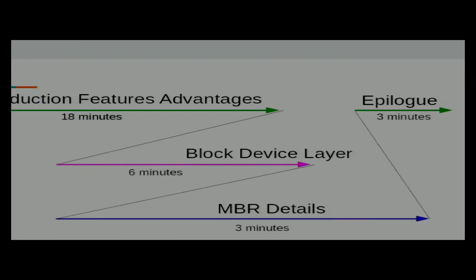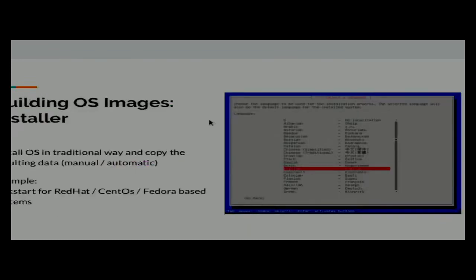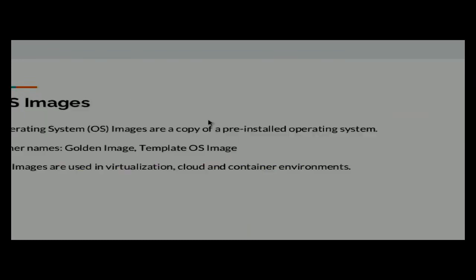An operating system image is mostly an operating system in one format, maybe as stored on disk, as an image, which means as a file somewhere on a disk. Other names are golden images and template OS images, and typically they are used in environments like cloud images or virtualization platforms.